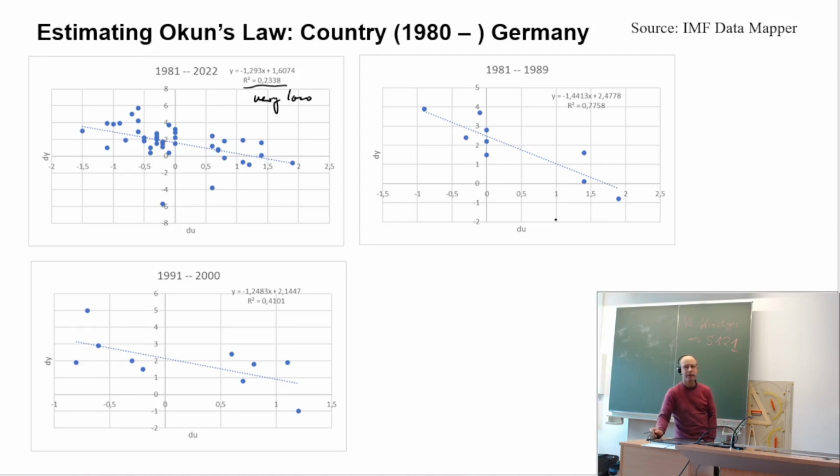So, of course, we have this linear dependence here, minus 1.3 plus 1.6. So this could be interpreted as potential output. But since our coefficient of correlation is very low, in the neighborhood of zero, you have to be really careful that you interpret this long time series as a stable dependence between these two variables. And this you should then mention, and then you can interpret why this is the case.